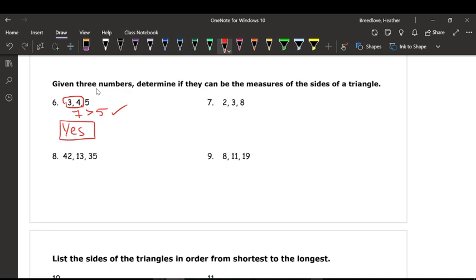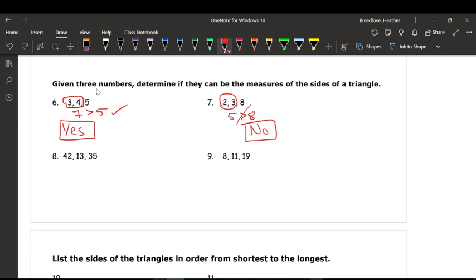Number 7. If you add the two smaller pieces together, 2, 3, 8, so if you add together 2 and 3, that makes 5. Is 5 bigger than the third side, 8? No, it is not. So no, I cannot make a triangle with these 3 pieces.